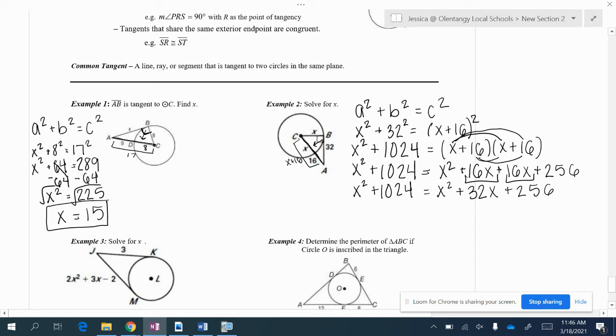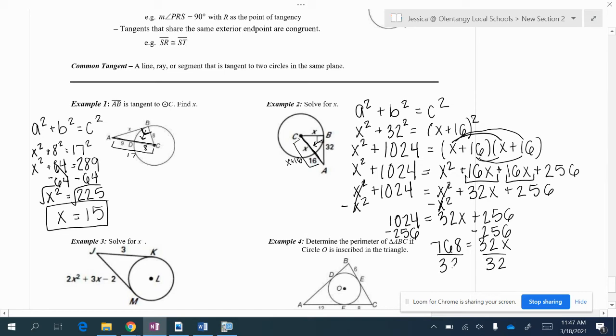Now, because I see an x squared term, I'm tempted to factor, so let's get everything onto one side. However, when I do that, my x squared terms actually cancel out, and I'm left with 1024 is equal to 32x plus 256. So now I can just go ahead and solve this. So I get 768 is equal to 32x divided by 32. x is 24.